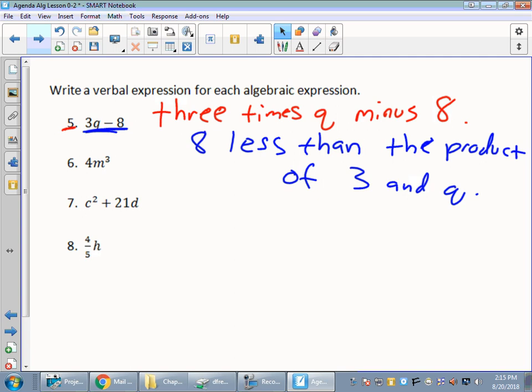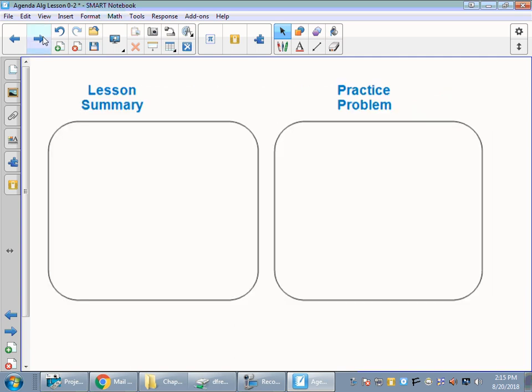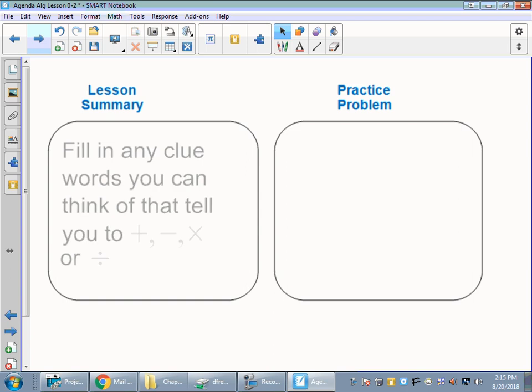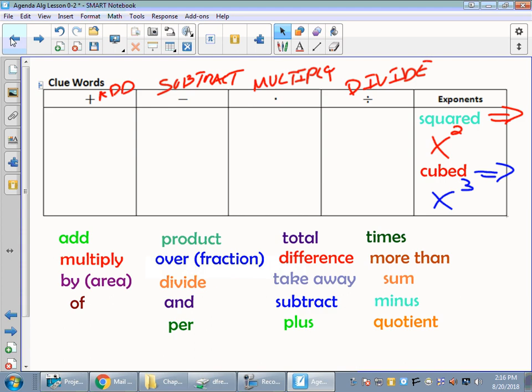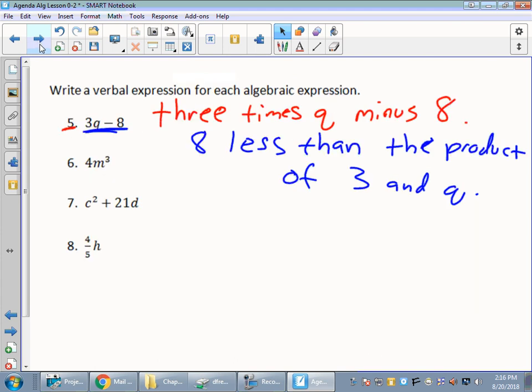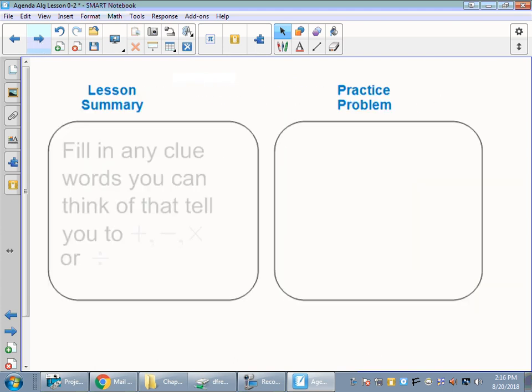And I'll leave these ones for you to practice with yourself. Okay, so that takes us to the lesson summary. The lesson summary is you're going to fill in any clue words you can think of that tell you to add, subtract, multiply, or divide. That's basically going back to this page here and taking these keywords and putting them in the right place. So here they are, and just put them in the right table, and that'll be your lesson summary.